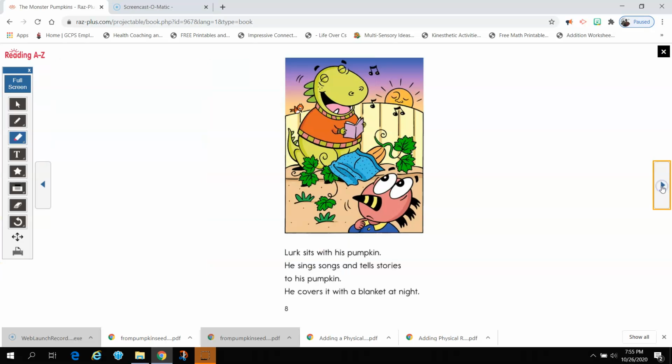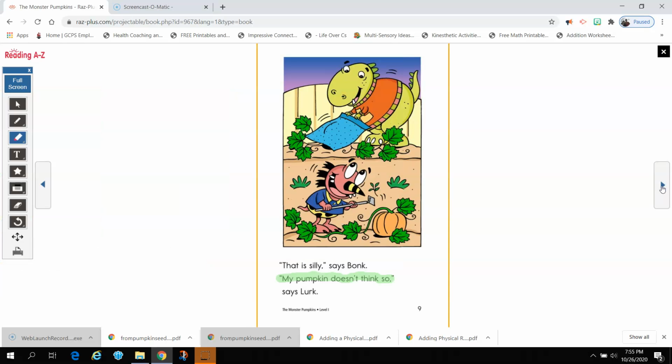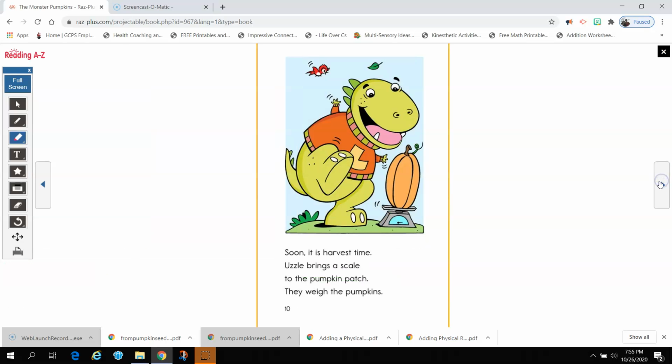All right, we're skipping these pages because there are no quotation marks on these pages. Now remember, Lurk was singing to his pumpkin and covering it with a blanket. What did Bonk say about that? Right here it tells us, "That is silly." So Bonk, did he think it was a good idea or a bad idea to sing to the pumpkin? You can show me. If you think Bonk thought it was a good idea, give a thumbs up. If you think it was a bad idea, give a thumbs down. Yeah, when we see something that is silly, Bonk thought that was a bad idea. Thumbs down. He did not think you needed to sing to the pumpkin or to cover it with a blanket.